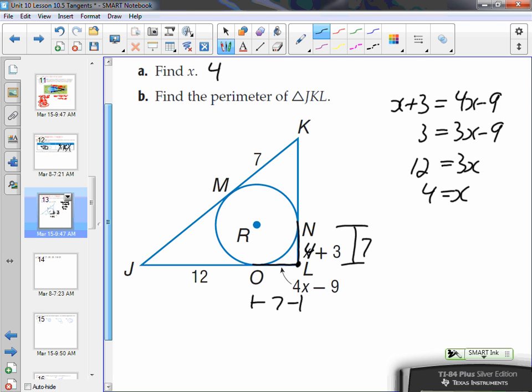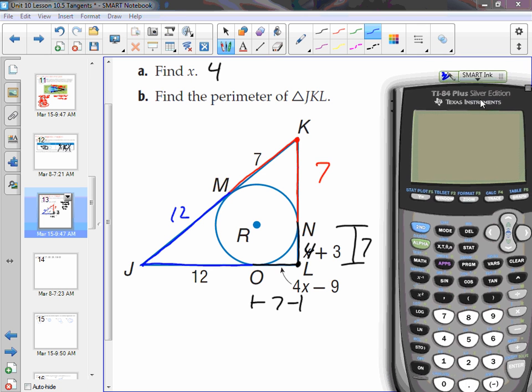Now, watch the magic. Look up here at point K. KM is a tangent segment. Its length is 7. KN is a tangent segment from the same exterior point. What's its length? The same, 7. JO is a tangent segment. JM is a tangent segment from the same exterior point. If the length of JO is 12, what's the length of JM? 12.